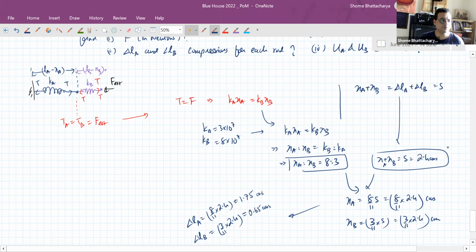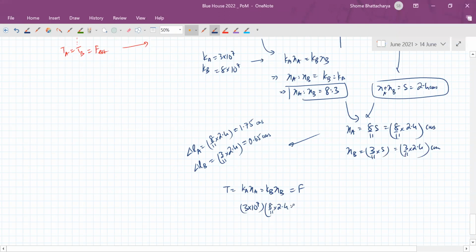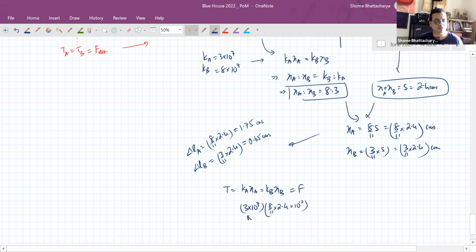Okay, so these are the individual compressions. Now about calculation of that external force. So tension is equal to Ka Xa is equal to Kb Xb. That is equal to the external force. So whether we take Ka, which was 3 into 10 raised to the power 7, and multiply with Xa, only this will be in 10 raised to the power minus 2, because this is in Newton per meter, this is in meter now.